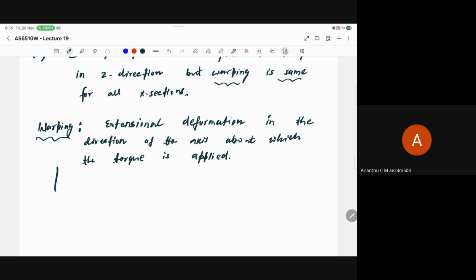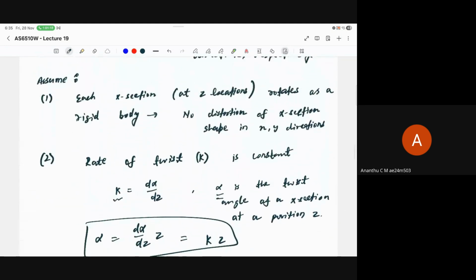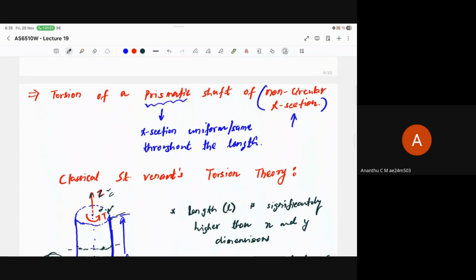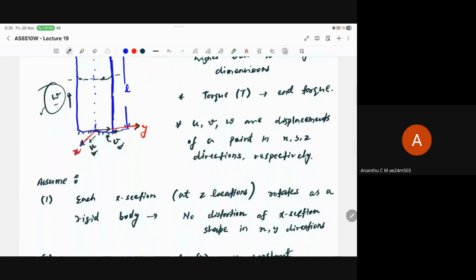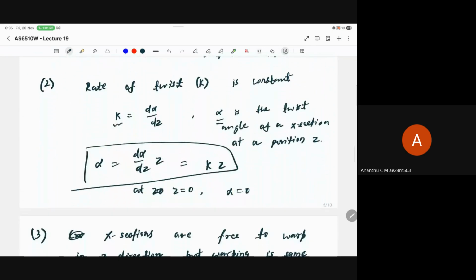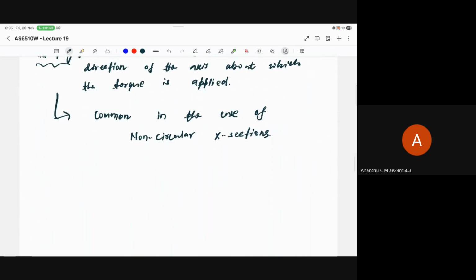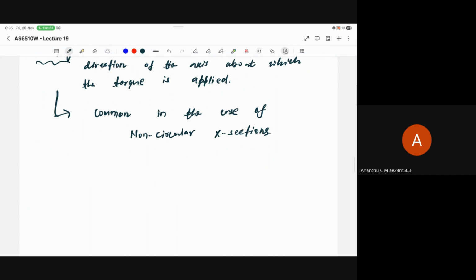Okay, and this is, I'll just write, common in the case of non-circular cross sections. So this is the torsion of whatever shaft we are considering, of non-circular cross section, prismatic shaft. And we have defined the problem. Now we will proceed with the derivation of the governing equation. We'll have to do it one by one.